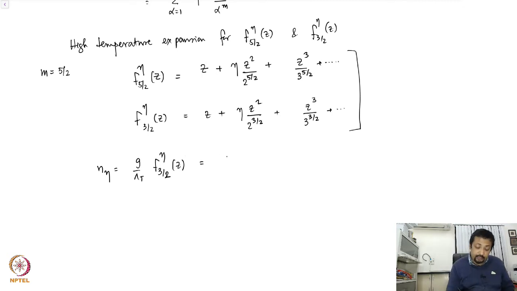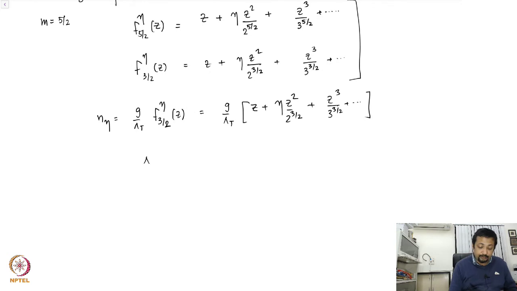So if I write it down, then this becomes g over lambda t times z plus eta z square over 2 to the power 3 half plus z cube over 3 to the power 3 half plus higher order terms, so that I have lambda t n eta over g is going to be z plus eta z square over 2 to the power 3 by 2 plus z cube over 3 to the power 3 by 2 plus so on and so forth.